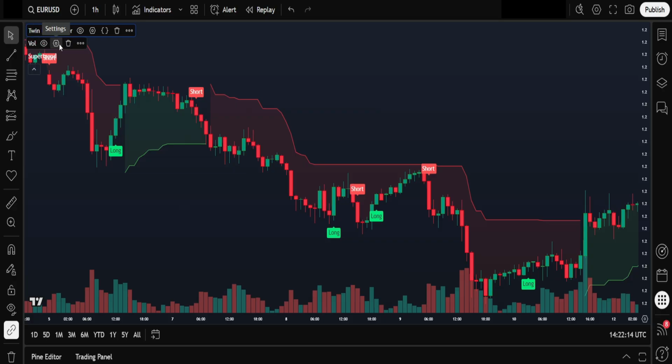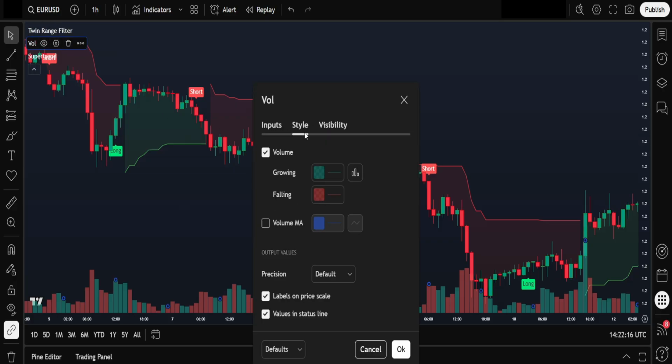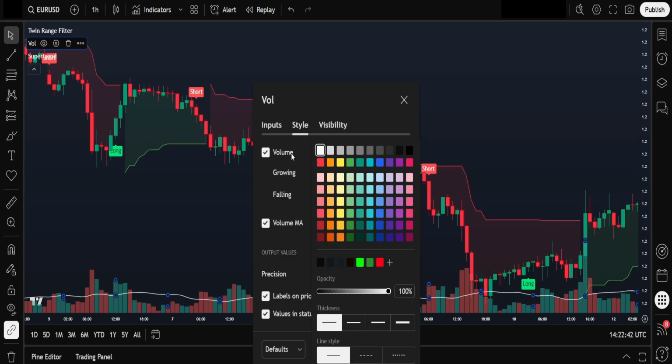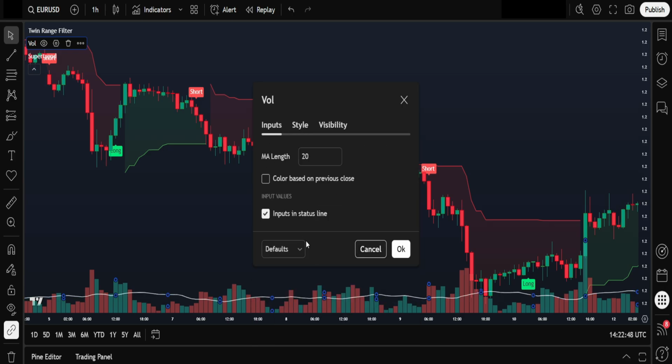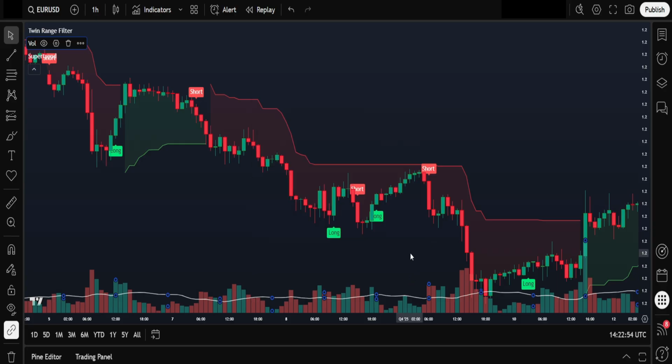Next, open Volume by TradingView. Go to Style. Enable the Volume Moving Average and set its color to white so it is easy to read. Go to Inputs. Set the moving average length to 10. Confirm. Our rule here is binary. We take trades only when the current volume bar is above the volume moving average. If the bar is below, we stand down.